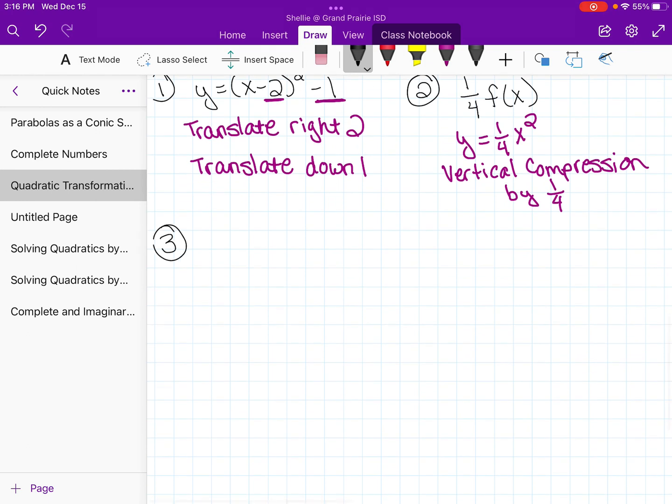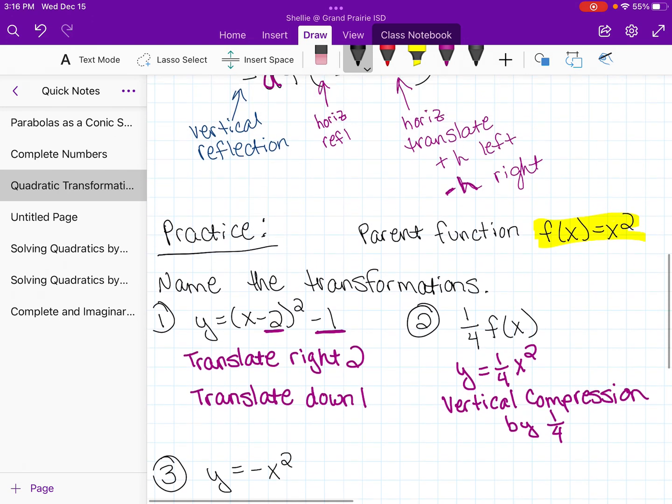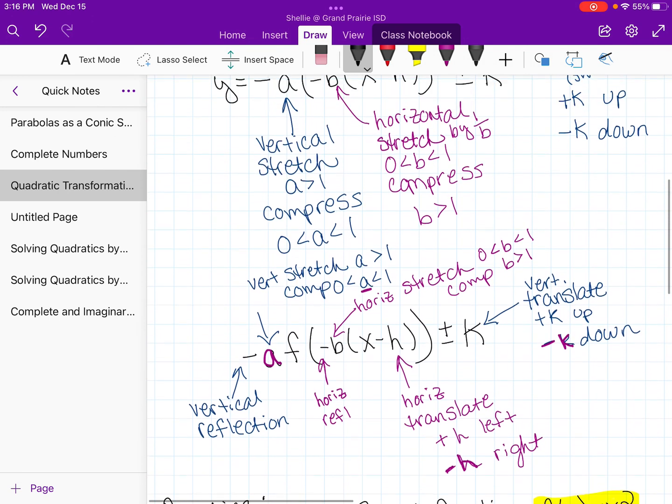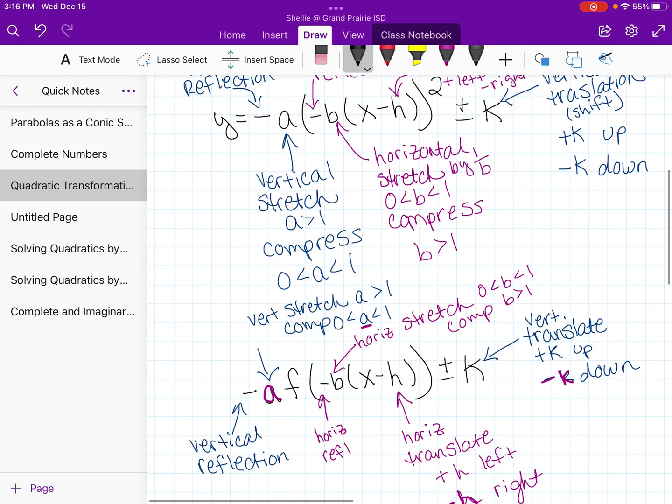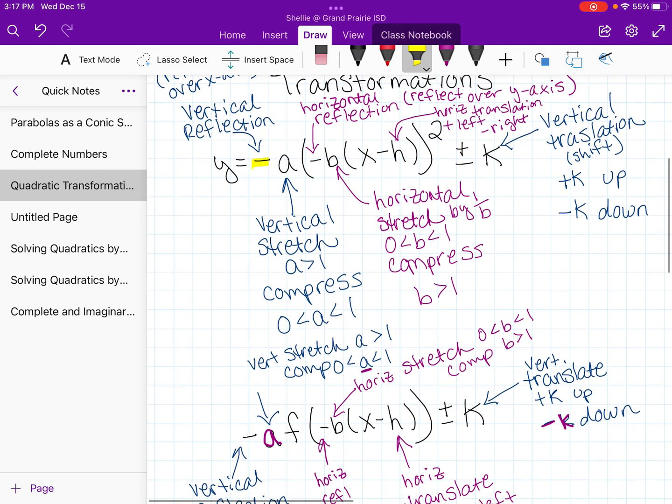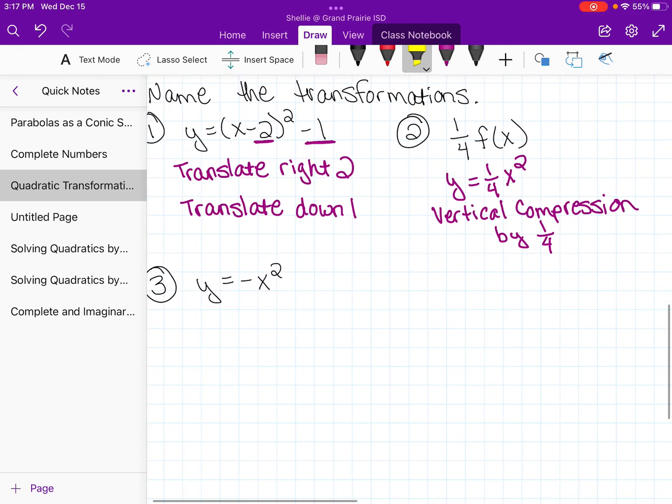All right. What if I have y equals negative x squared? Well, the only way that this is different at all from the parent function is that negative in the front. And if I look back at my notes here, I can see that when I have a negative floating in front of the equal sign, that means I have a vertical reflection, also known as a reflection over the x-axis. So I'm going to come right down here, and I'm going to write reflect over x-axis.